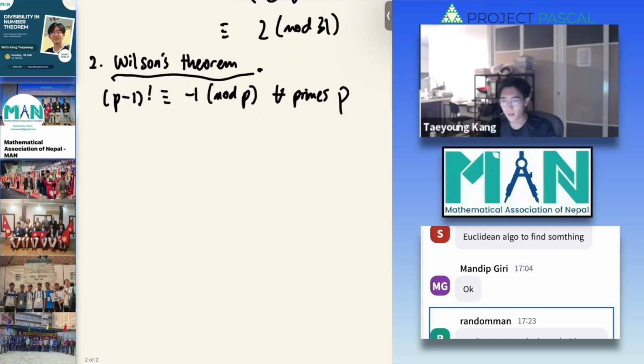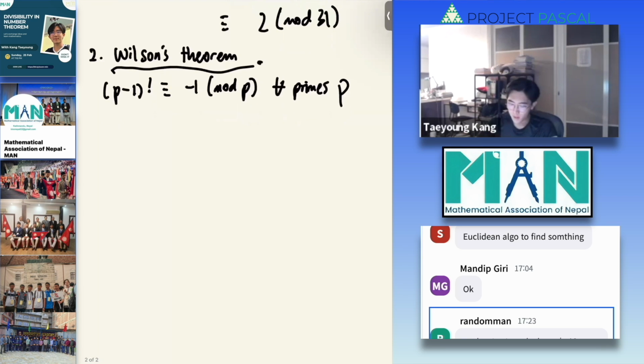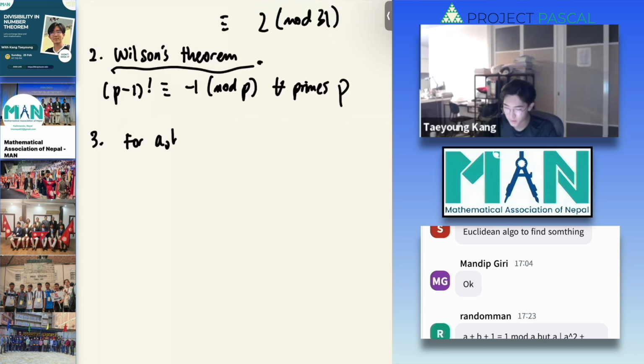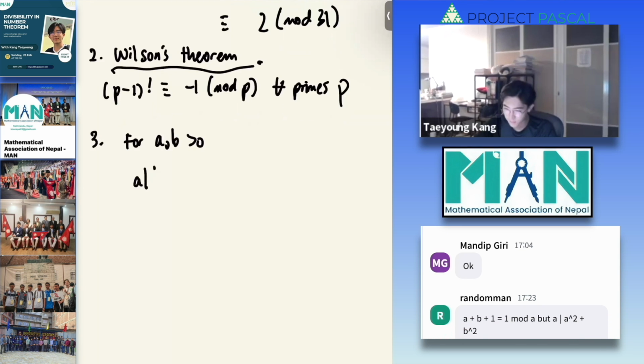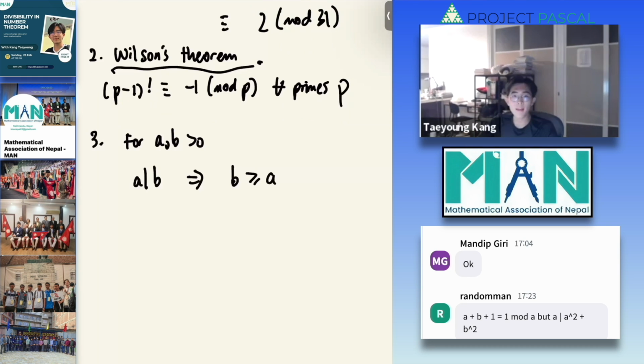Okay, so apart from the two main theorems, we have this fact, which is for a, b larger than 0, a divides b implies that b is larger than or equal to a. This may seem like a very trivial or obvious fact, but it is actually a very useful tool when it comes to questions, because it gives you a sense of the size of the number. I think a lot of people were discussing question 1 of the problem set, and actually question 1 uses idea number 3.